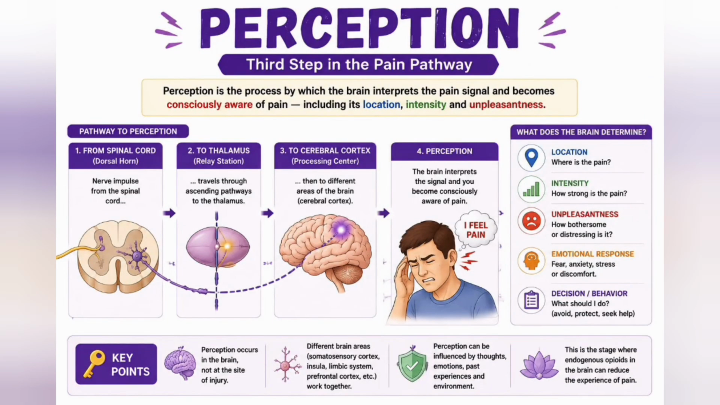Now the third step in the pain pathway is perception. Perception is the process by which the brain interprets the pain signal and becomes consciously aware of the pain, including its location, intensity and unpleasantness. Like where is the pain, how strong is the pain, then how bothersome or distressing is it, then fear, anxiety, stress or discomfort associated with the pain, and then what should I do, whether to avoid it, protect it or seek help. So all this is perception, the third step, and different brain areas like the somatosensory cortex, the insula, the limbic system and the prefrontal cortex, etc., work together in perception.